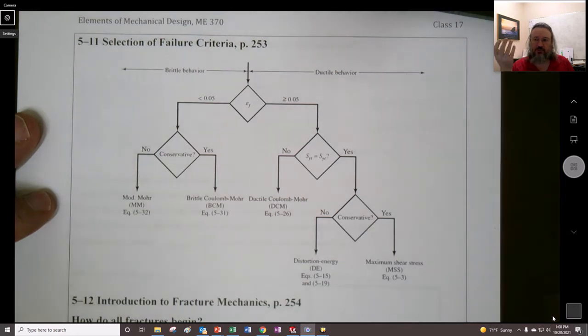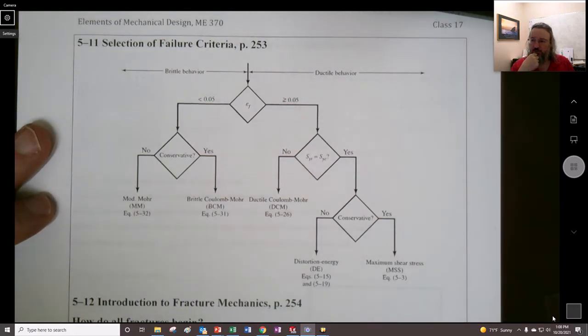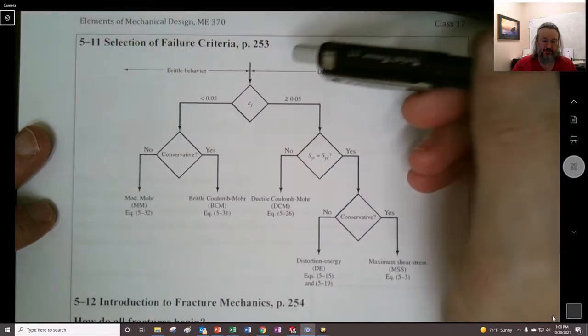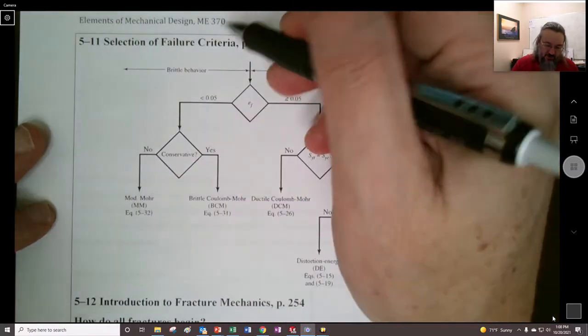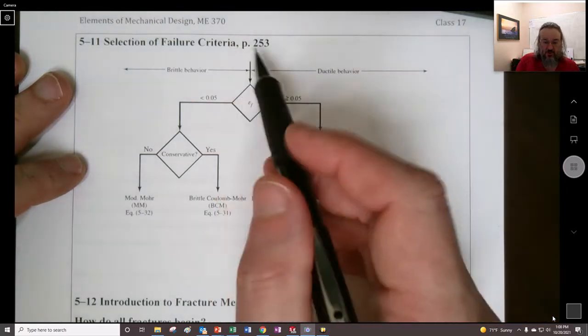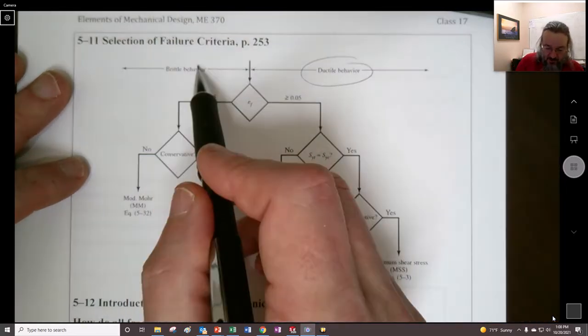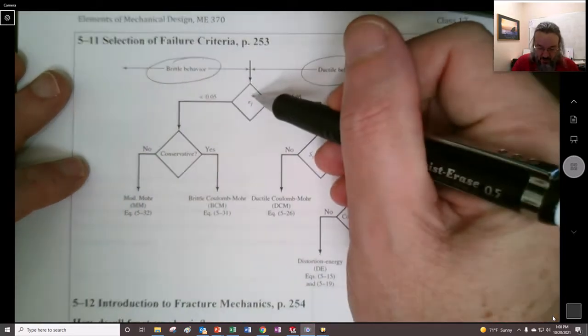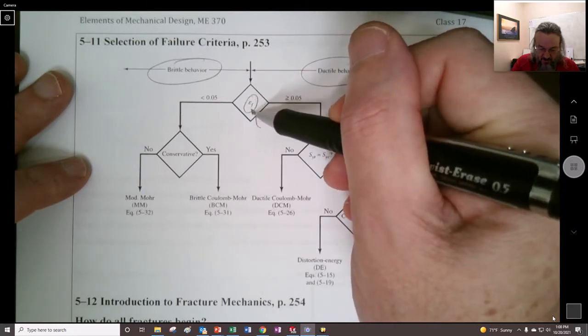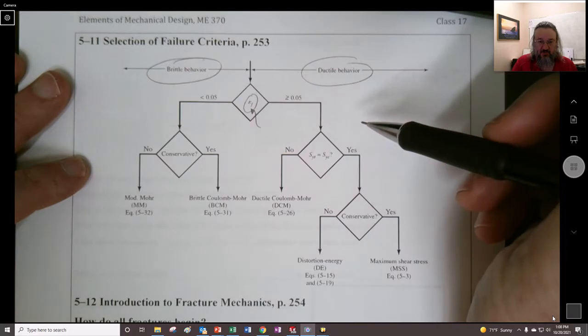To finish up with another complete example of brittle failure using the brittle Coulomb-Mohr and modified Mohr. But before we continue, maybe we should take a look at the selection of failure criteria, when to use which criteria. You'll notice that we have a ductile region and a brittle region. What they're saying here is we want to take the fracture strain. I believe that's what they mean by fracture strain, right?